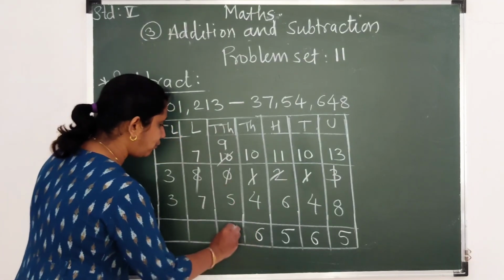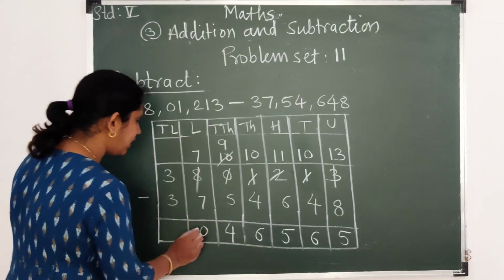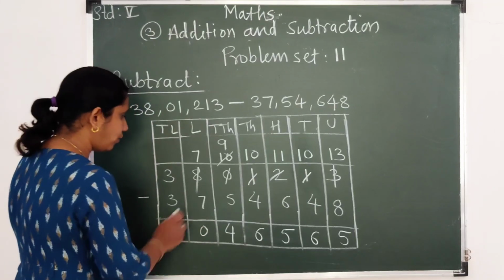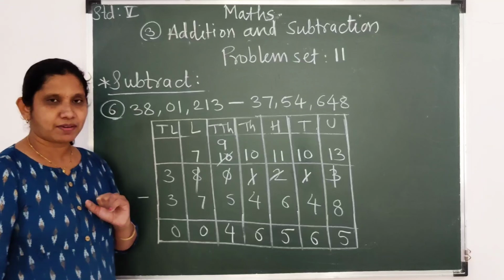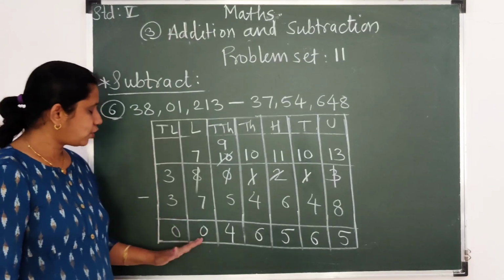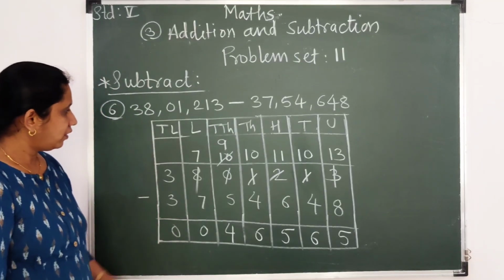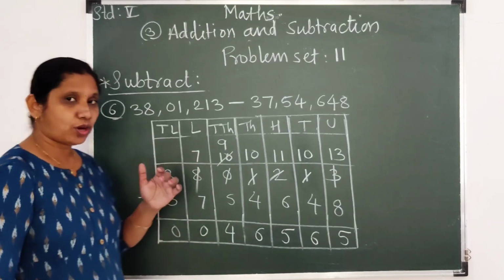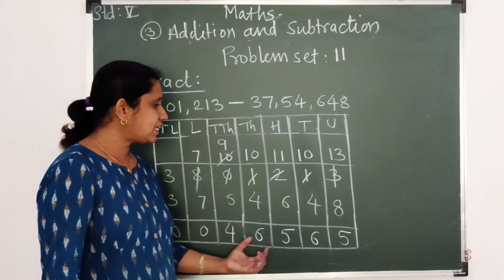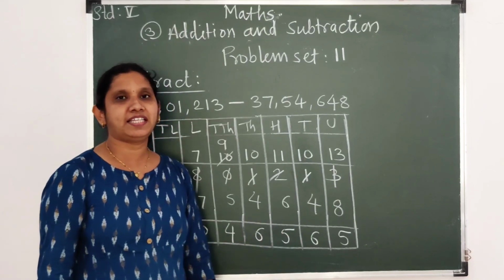9 minus 5. 4. 7 minus 7. 0. 3 minus 3, 0 because here on lakhs and 10 lakhs place same numbers are subtracted from the same number. So our answer is also 0 here in the lakhs place and 10 lakhs place. Okay, so our final answer is 46,565.